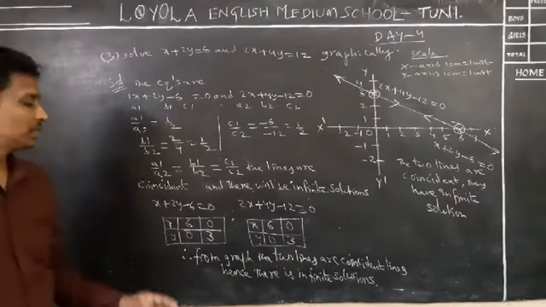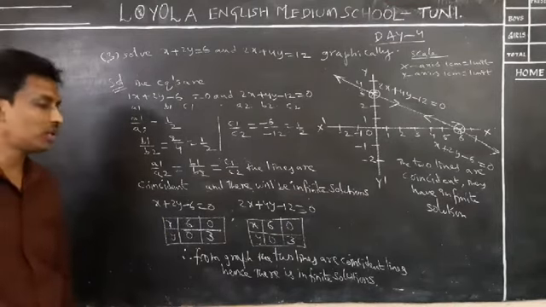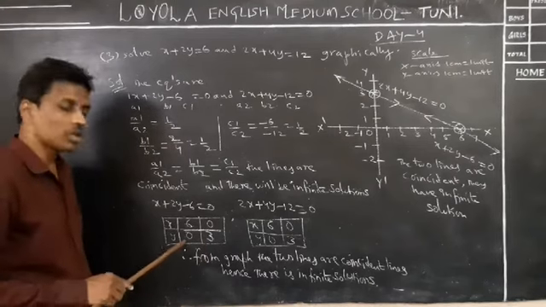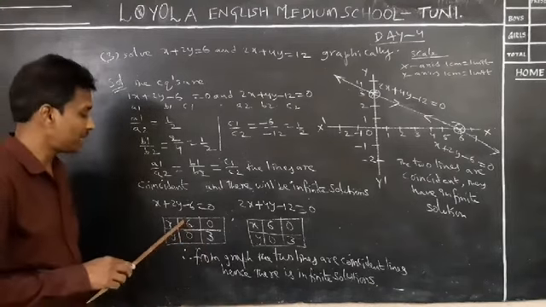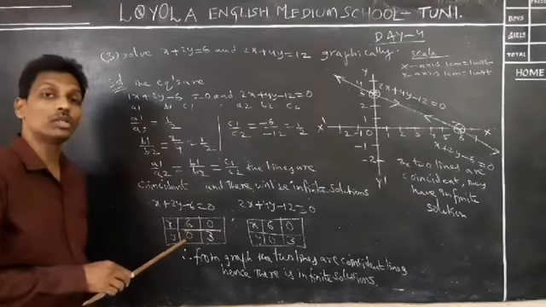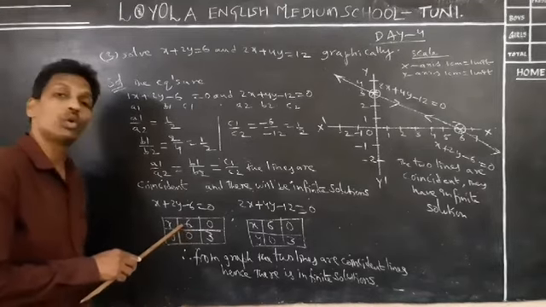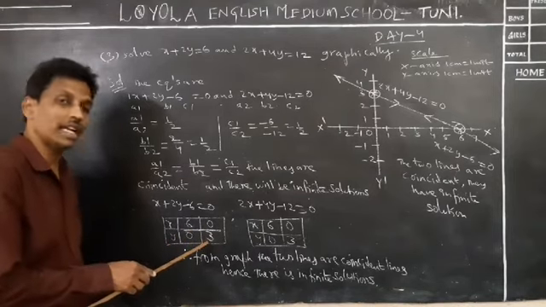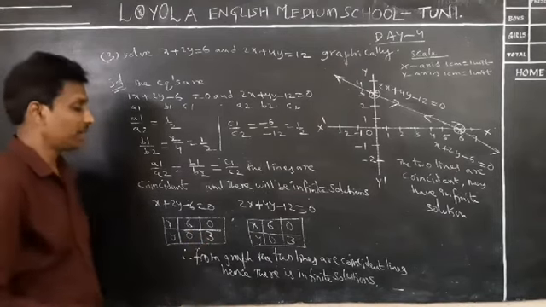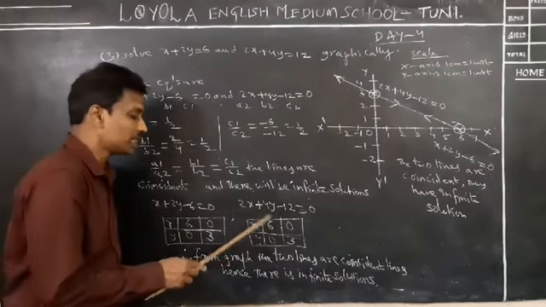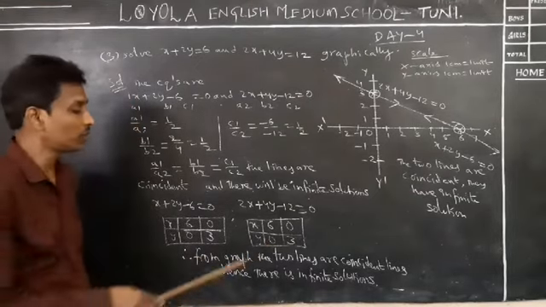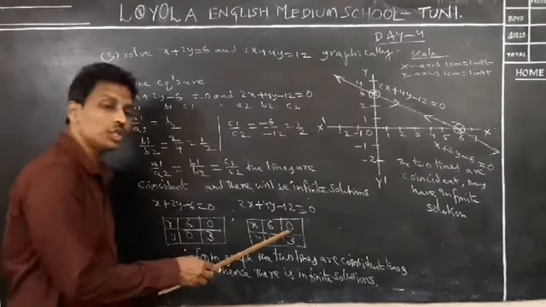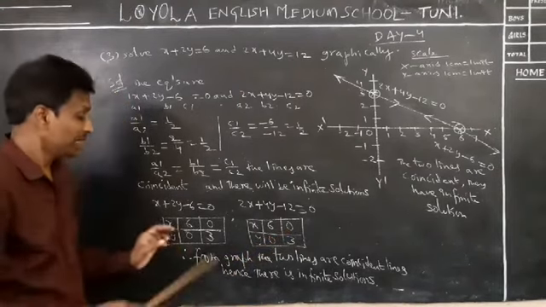So let us prepare tabular forms by choosing the coordinate axis for the given 2 lines. Here I substitute x equal to 0 and we get y equal to 3; I substitute y equal to 0 and we get x equal to 6. In the same way, in the second equation, y equal to 0 gives x equal to 6, and x equal to 0 gives y equal to 3.